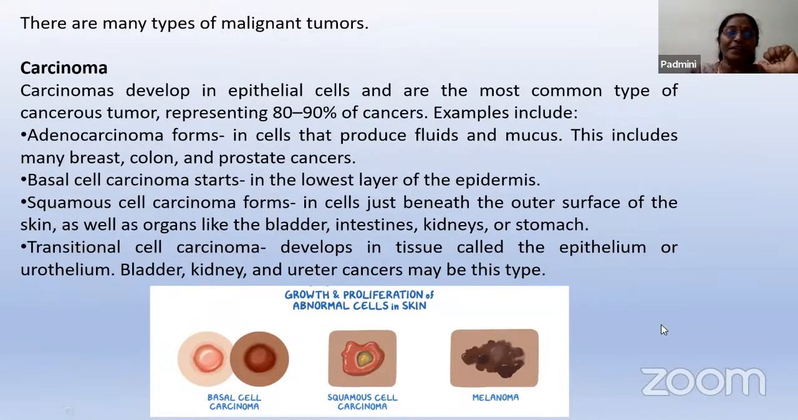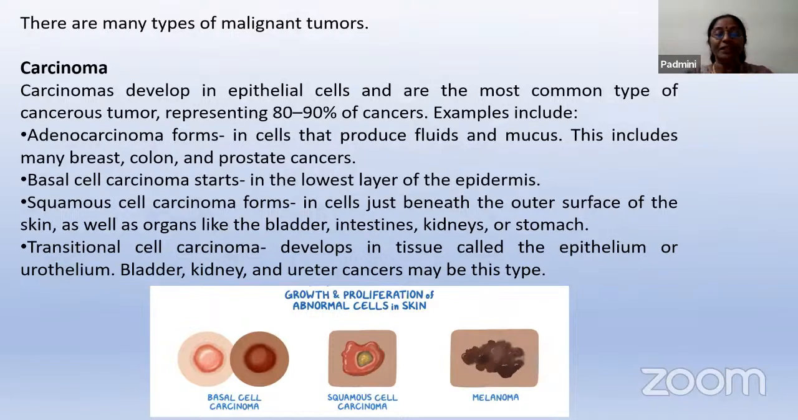Basal cell carcinoma starts at the lowest layer of the epidermis. If you remember the epidermis structure, the lowest layer is the basal layer, from where the cancer cell can grow. And this is how you can see in this picture over there, the basal cell carcinoma. Then squamous cell carcinomas: the squamous cells, if you remember the histology of the cells, are the cells just beneath the outer surface of the skin, as well as in organs like the bladder, intestine, kidney, or stomach. You find this squamous cell carcinoma forming.